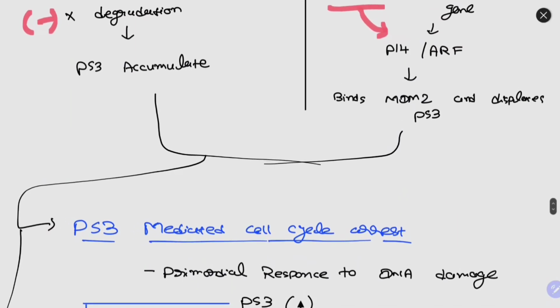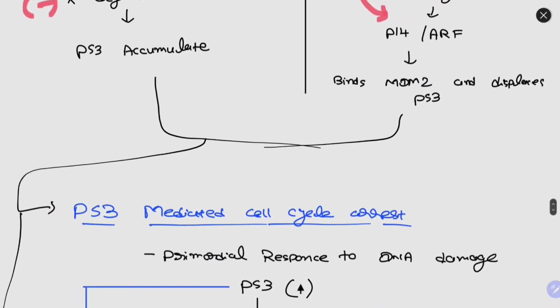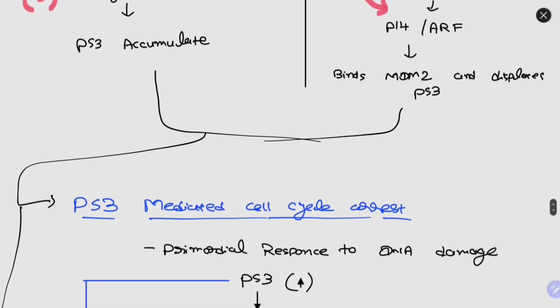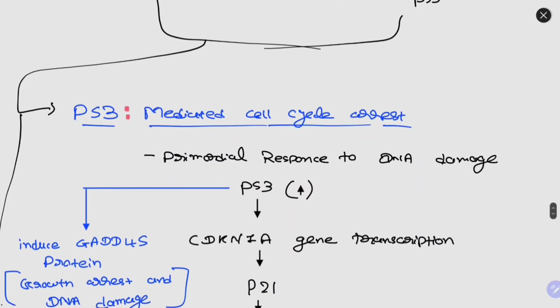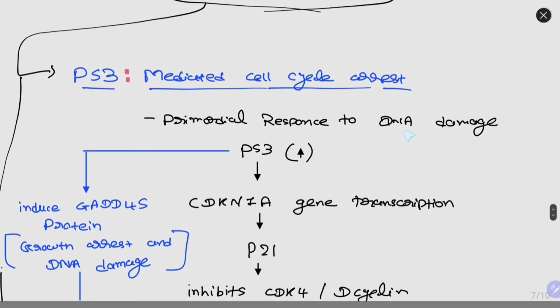Now guys, as P53 is accumulating in the cell, what does this P53 do? That is a big question. So let's know what this P53 protein does. First thing, P53 mediated cell cycle arrest. When there is an early rise of P53, or a low concentration of P53 in the cell, it will be the primary response to DNA damage. There will be stress, so P53 will be increased.